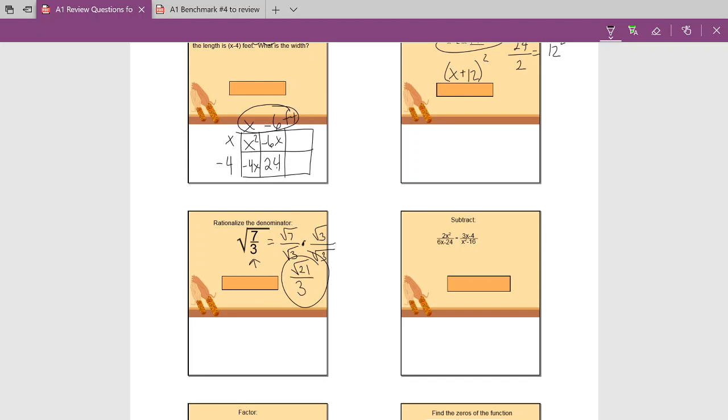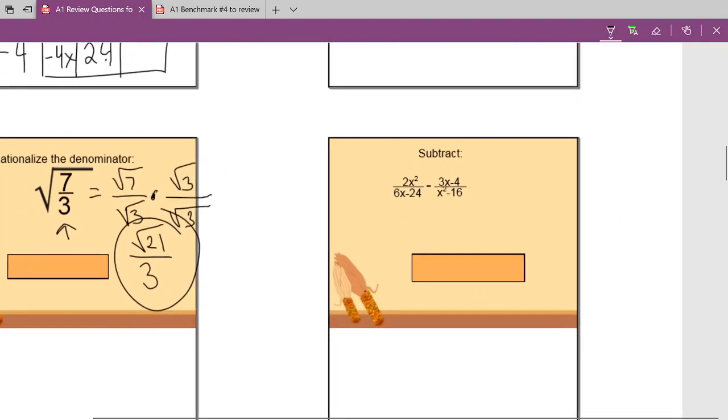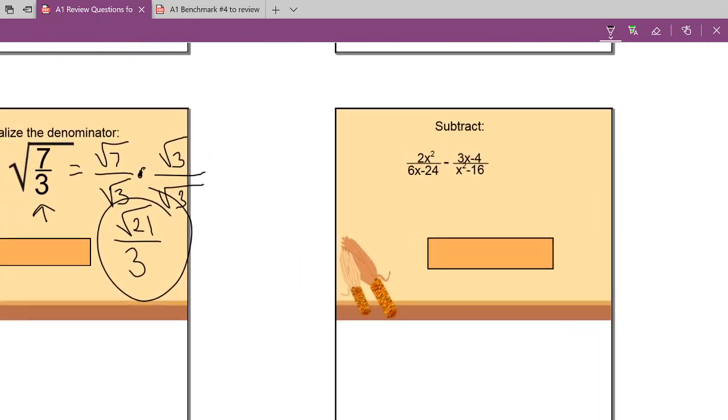Okay, and then we have to subtract these two, but unfortunately we don't have common denominators. I'm going to, though, factor these first so that I can see if I can have any factors in common. So I have 2x squared over 6 times x minus 4 minus 3x minus 4 over x minus 4 times x plus 4, since that's a difference of squares. Looks like I have an x minus 4 in common, but what I really want is my full denominator to be 6. I need that 6.